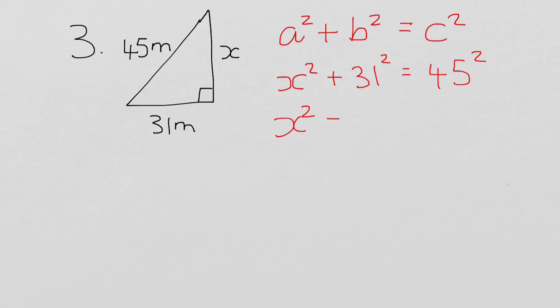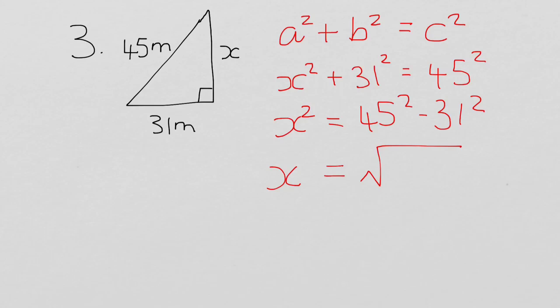So you're going to end up with x squared equals 45 squared, subtract 31 squared. You can work that out. Do not forget you want x and not x squared, so x is going to equal the square root of your answer, and then you want it to 1 decimal place.